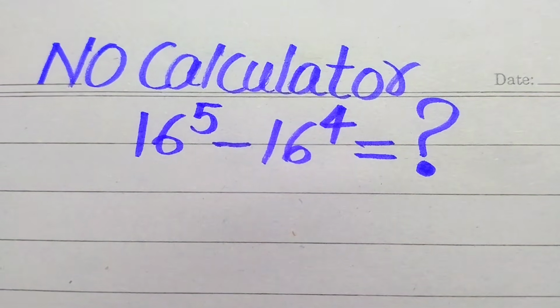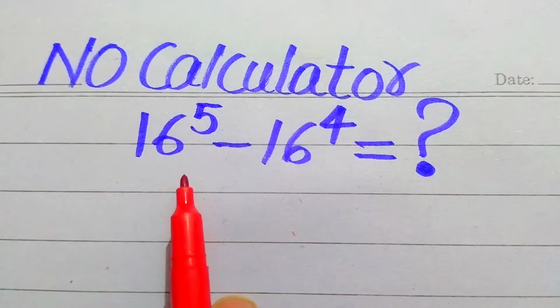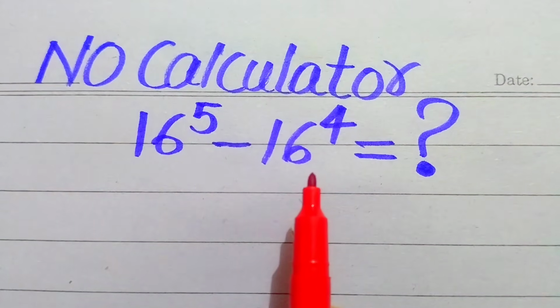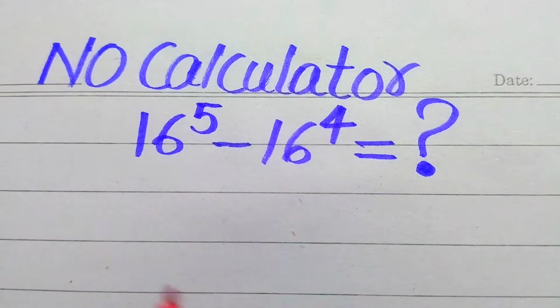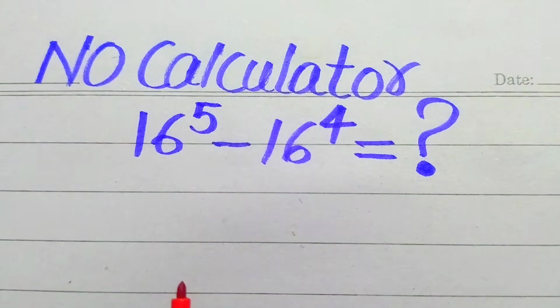So here we have this nice algebraic expression, 16 to the power of 5 minus 16 to the power of 4. We write this algebraic expression in its lowest form. Remember that a calculator is not allowed in this problem. This means that we need to show all of the working on paper.